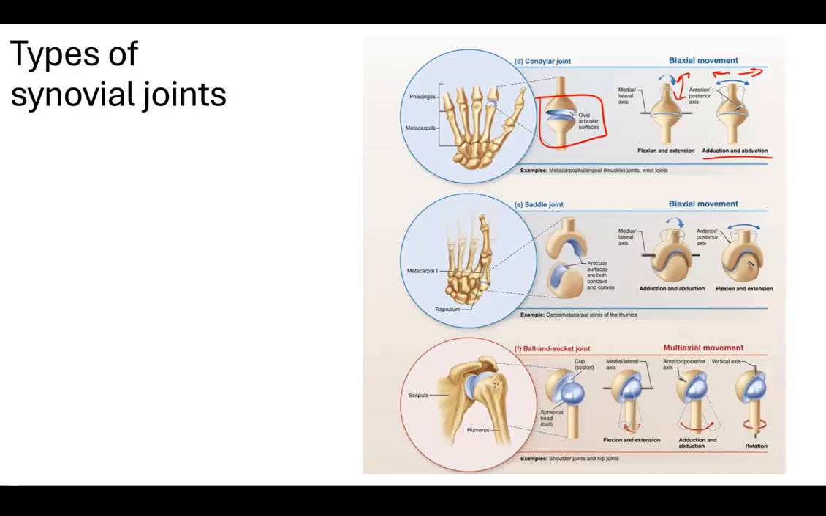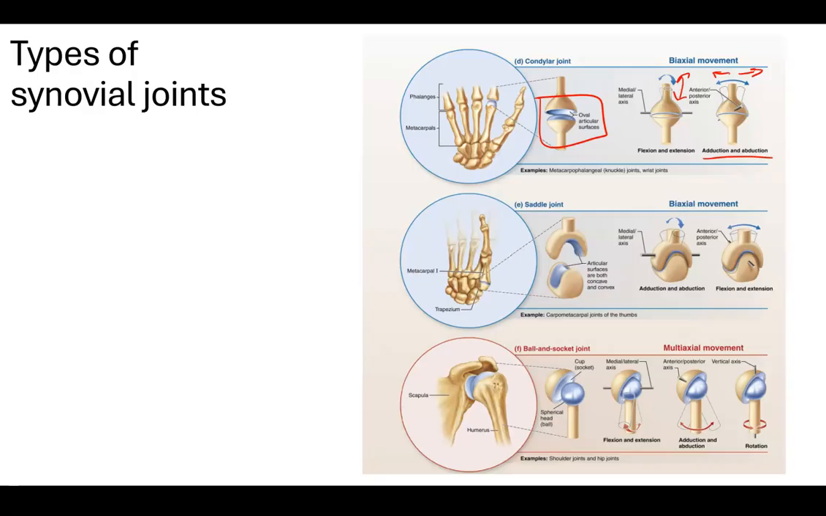The next one is called a saddle joint, named after the way that the bones look like a saddle on top of one another. So here again we have the biaxial movement. We have flexion and extension around this joint, so back and forth, and then abduction and adduction. So it can go left and right and back and forth. And we have some more pictures of these types of movements coming up.